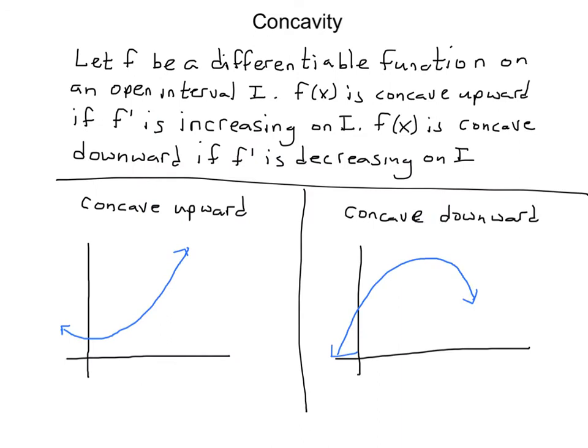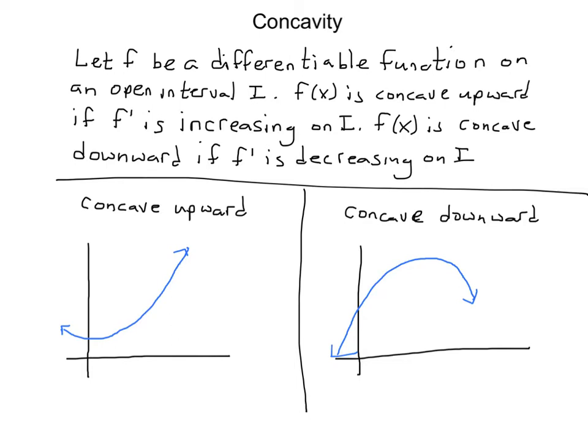The first thing we have to do is to really get an idea of what concavity means. So what we're going to do is let f be a differentiable function on an open interval I. f is concave upward if f prime is increasing on I, and f of x is concave downward if f prime is decreasing on I. So as I move from left to right, when the first derivative is going up, I know the function is going to be concave up, and when the first derivative is going down, it's going to be concave down.